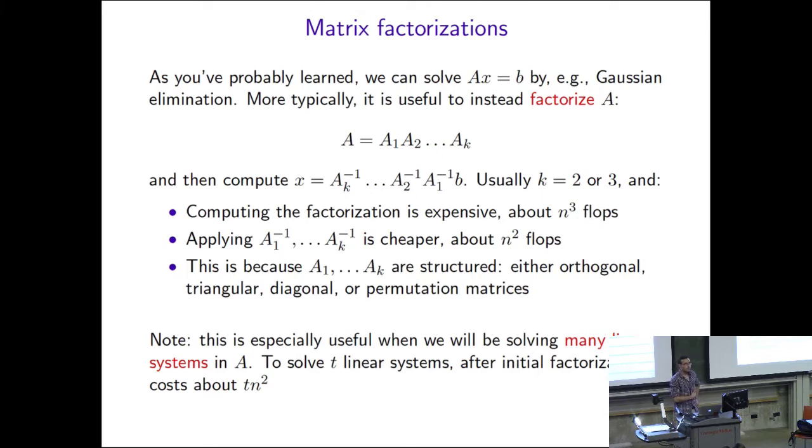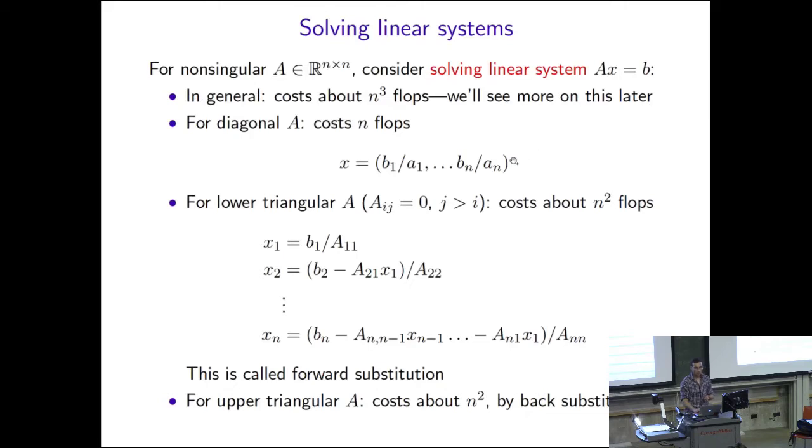Applying the factorization, once we've computed these, is by construction always going to be cheaper. It's going to be possible in n squared flops. Why is that? That's because each of these is a special matrix, either orthogonal, diagonal, lower triangular, upper triangular, or permutation as well, which we also throw into the mix. And we know that all of those have cheap costs for solving linear systems from what we went through. Diagonal is the cheapest, but the other ones are order n squared.